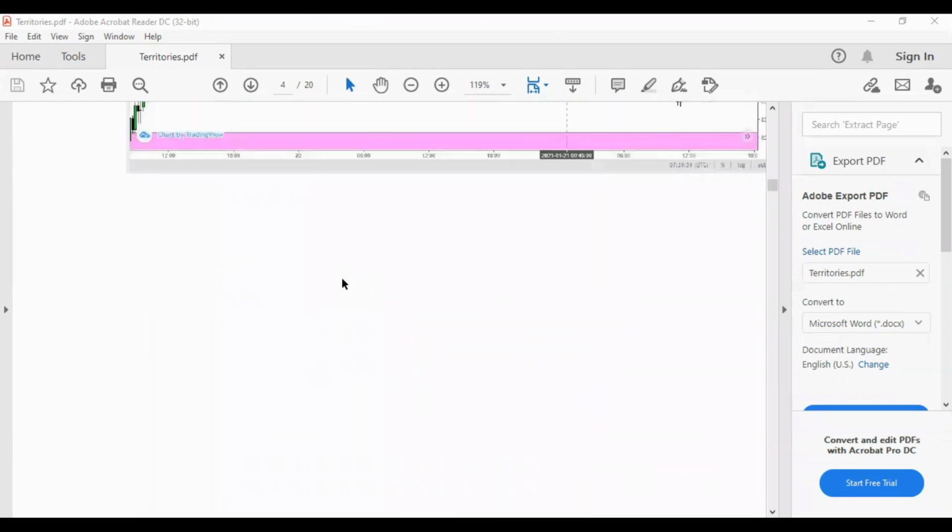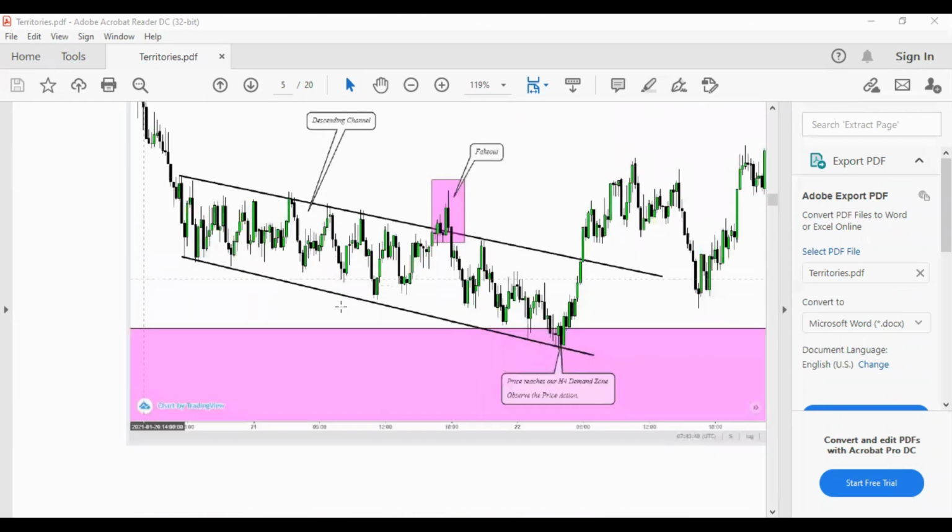Then, as you can see here, as price was approaching our area of demand on H4, the same chart for VIX 75, you can see price was in a descending channel. It was a fake out here. A lot of people are trapped here, obviously.